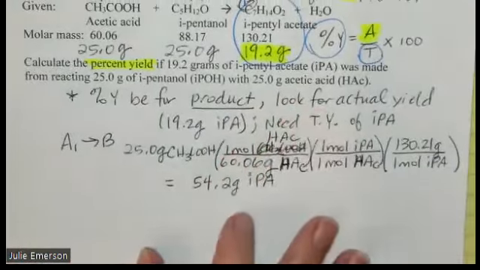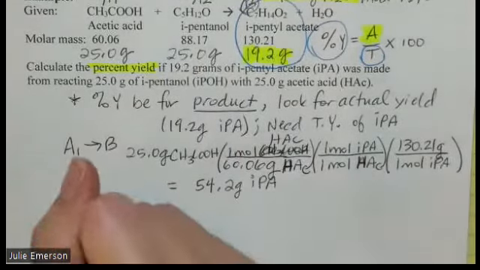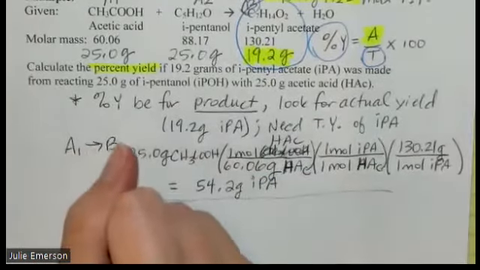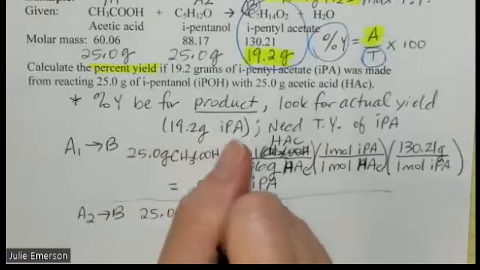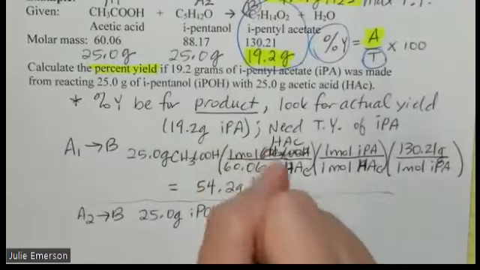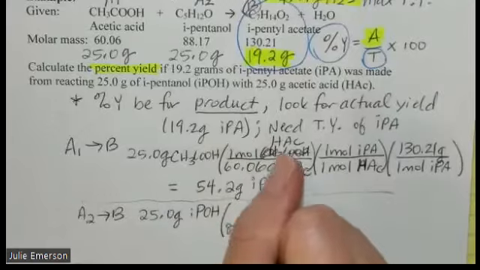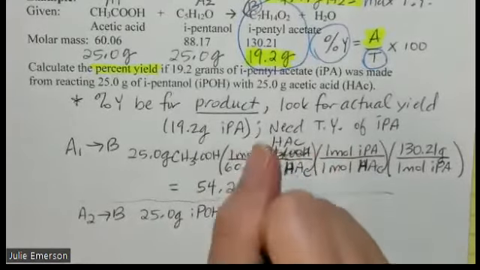But again, that calculation assumes that I have plenty of ipentanol to make this happen, and I don't. I only have 25 grams. So now I start over, and I have my A2. I've got 25 grams of the ipentanol, which we abbreviated as IPOH. On the bottom, molar mass, 88.17 grams per mole.